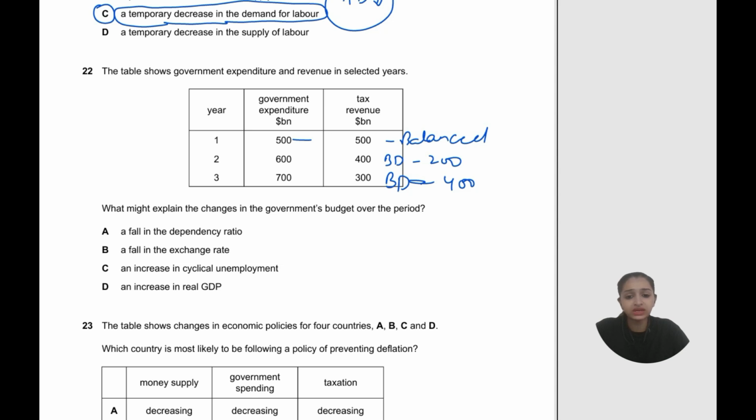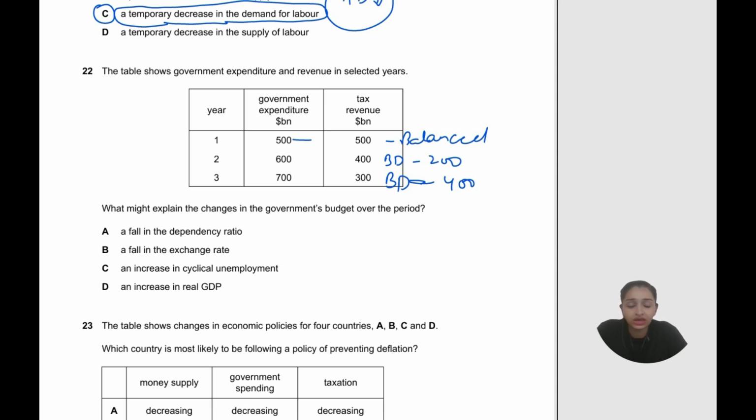A fall in the dependency ratio. If the dependency ratio is falling, which means the income should rise. So ideally, the government might not end up spending so much and would have been able to collect higher revenues than before. So A is probably not an answer. A fall in the exchange rate has nothing to do with the government expenditure and the tax revenue. So B is out of question.